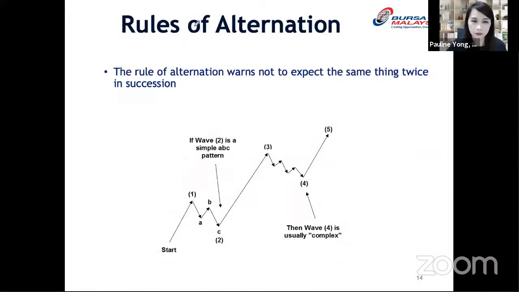And this is the rule of alternation. When you see that wave number 2 is here, and then wave number 4 is different. So let's say you see a zigzag here, and then this one you see 1, 2, 3, 4, 5, 5 waves down. So also a zigzag, but this one is a 5 wave down, this one is a 3 wave down. So there is some alternation.